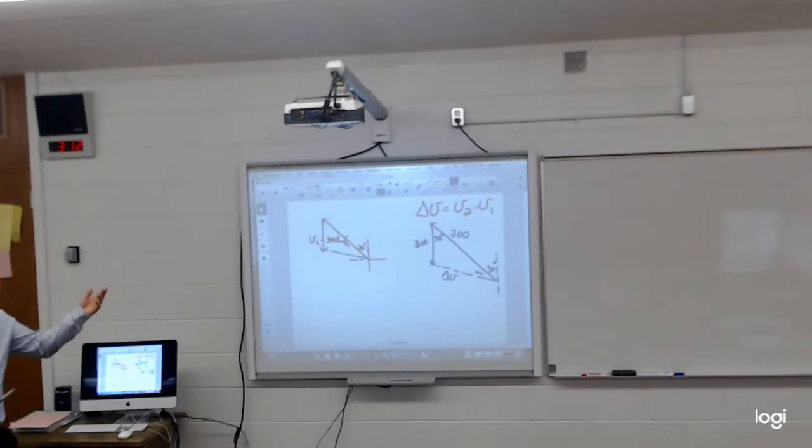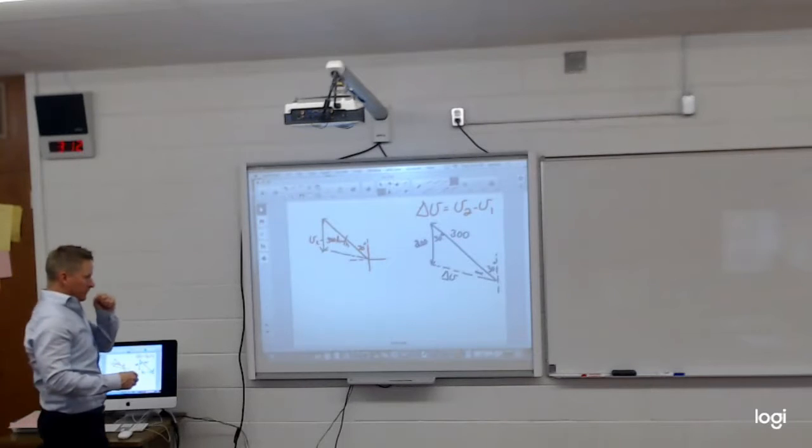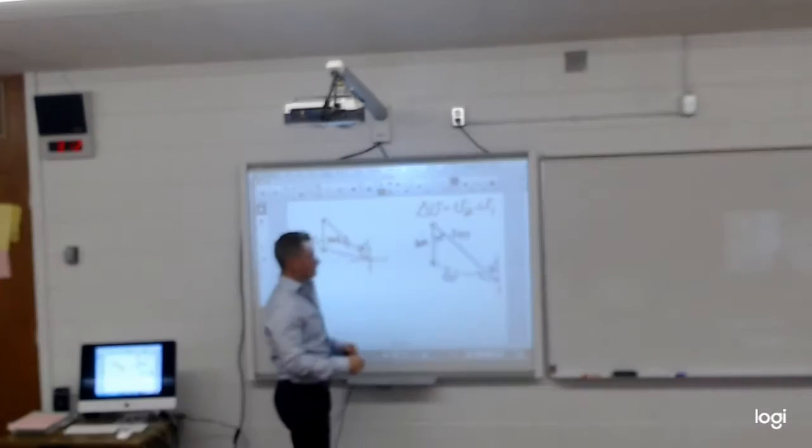So what am I using? Can I use the law of sines or the law of cosines here? Do I have an angle and a side across? No, I don't. So I can't use sine. So what do I have to use? Cosine. Okay? So those of you that are comfortable with it, by all means.